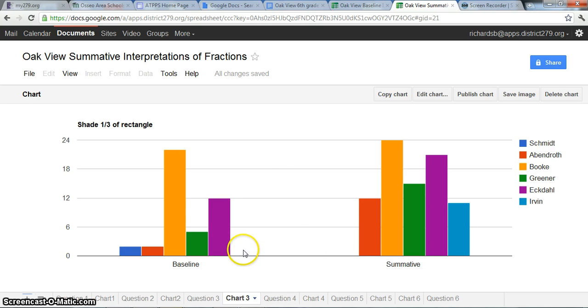You might be wondering why there's nothing here for Mark's bar. He didn't have any students who had that right in the first place. And remember, this rectangle actually had multiple sections, so it wasn't a clear-cut 1/3. It wasn't like it was sectioned into 3 parts.